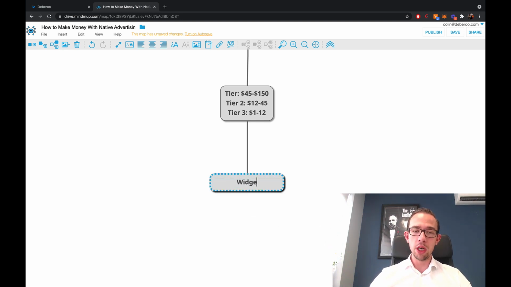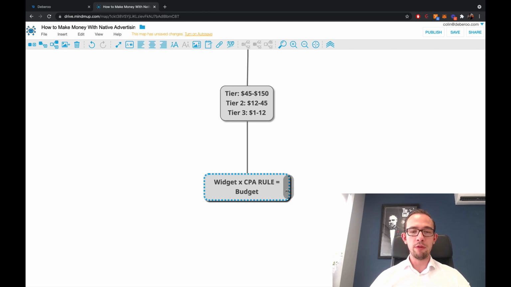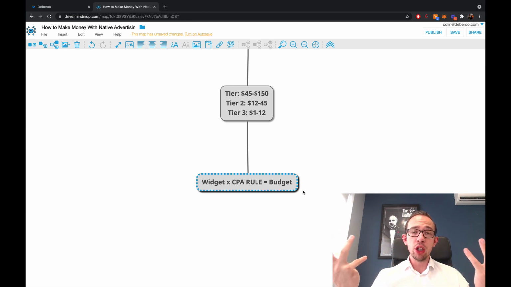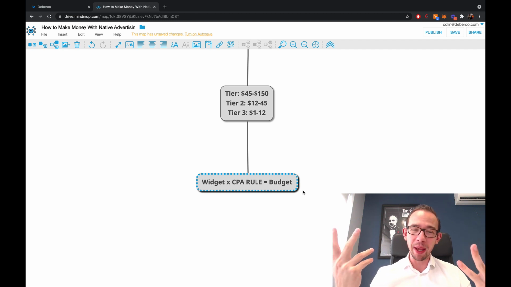Because basically widgets times CPA is the budget rule. Okay, now there's a very important factor. I have to explain this a lot, but I will clarify the reason why we have an entire budget which we might not spend on the campaign.